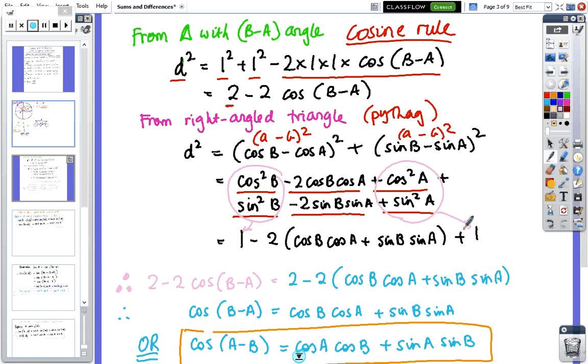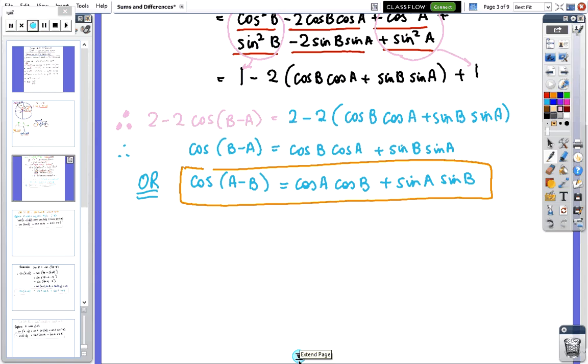Okay, so all I've done is expand the brackets, group like things, and use one of the identities. I've got a d squared here and a d squared here, and it's the same distance, so it has to be the same distance squared. So what I'm doing here is making them equal to each other. This is one of the distances squared, and this is the other distance squared.